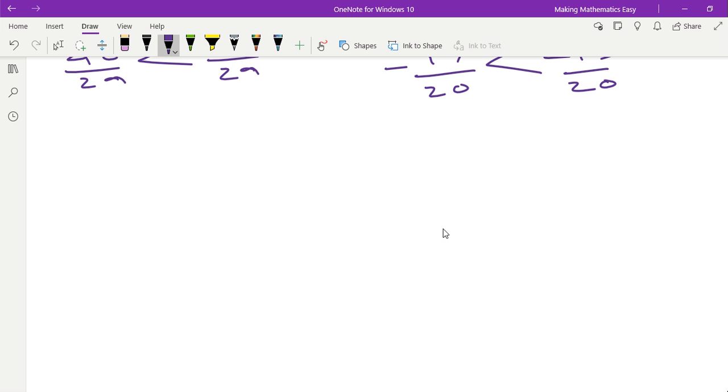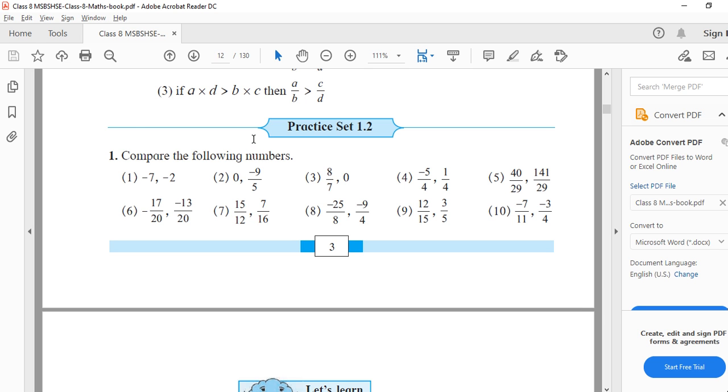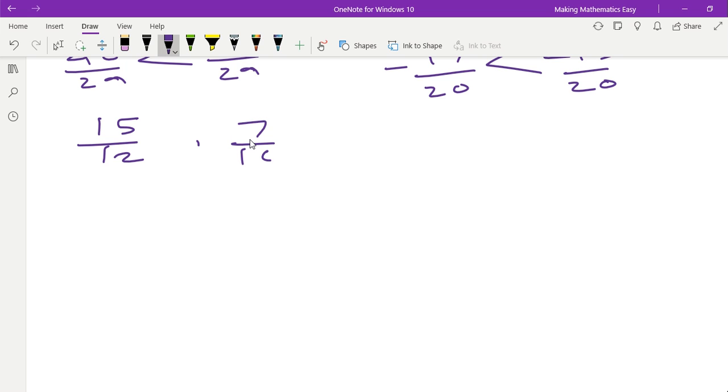So we need to compare 15 upon 12, and I've put a comma between them, 7 upon 16. Okay, now what we need to do, we just need to do cross multiplication. This 16 you need to send it to 15. This is denominator, so if this will go over here, that will get multiplied, and the same way this 12 you need to send it to 7. So this 12, if this goes to 7, that will get multiplied by 7.